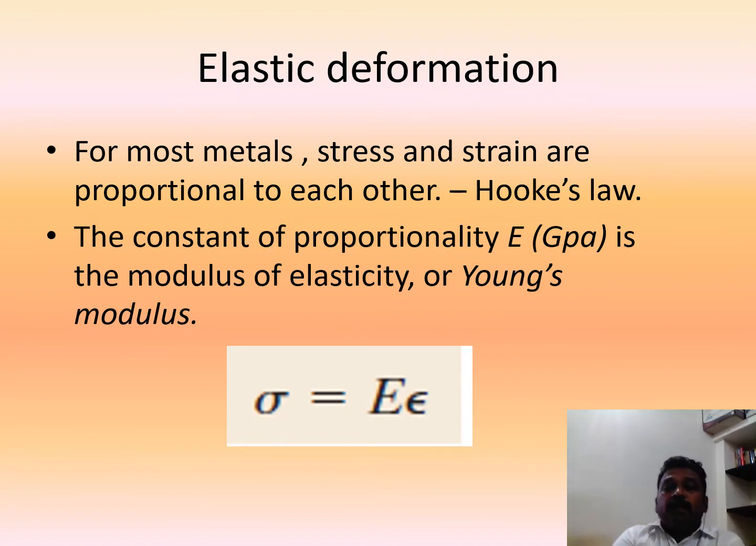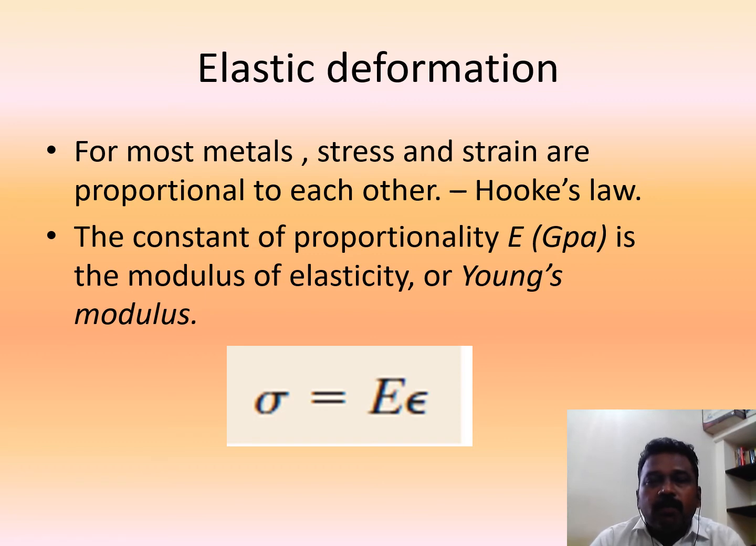So next comes the elastic deformation. As I told, when you apply load over a material, it gets deformed. It will change its shape from the original state. That is, deformation happens. For most metals, it will be elastic in nature. The stress and strain are proportional to each other, which is called Hooke's law. While we apply load, the deformation will be elastic in nature.